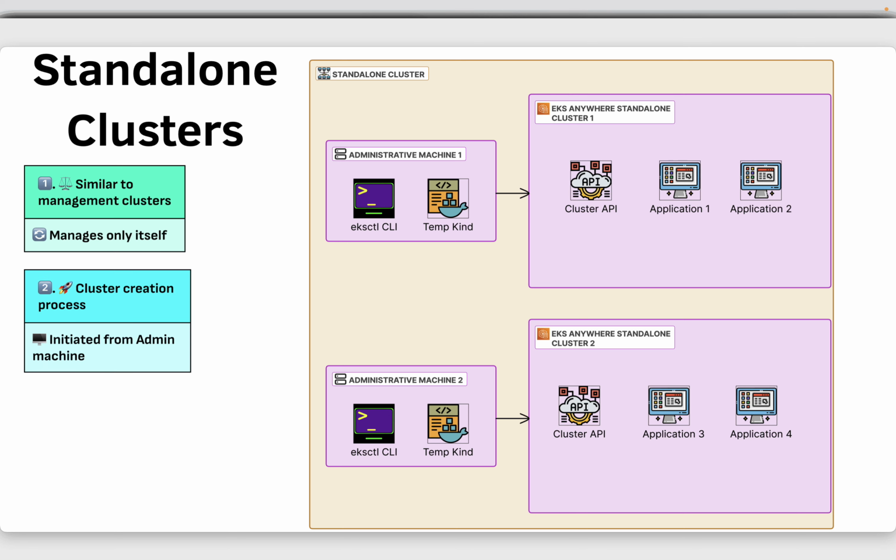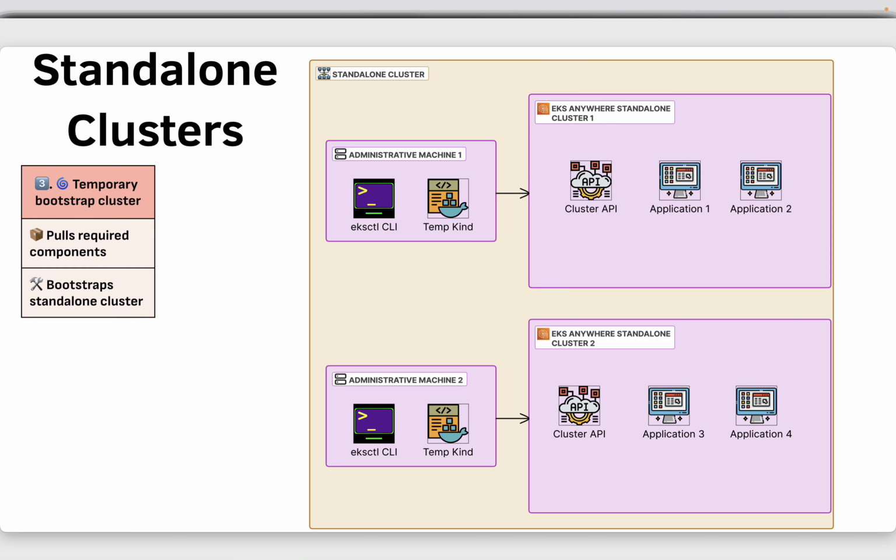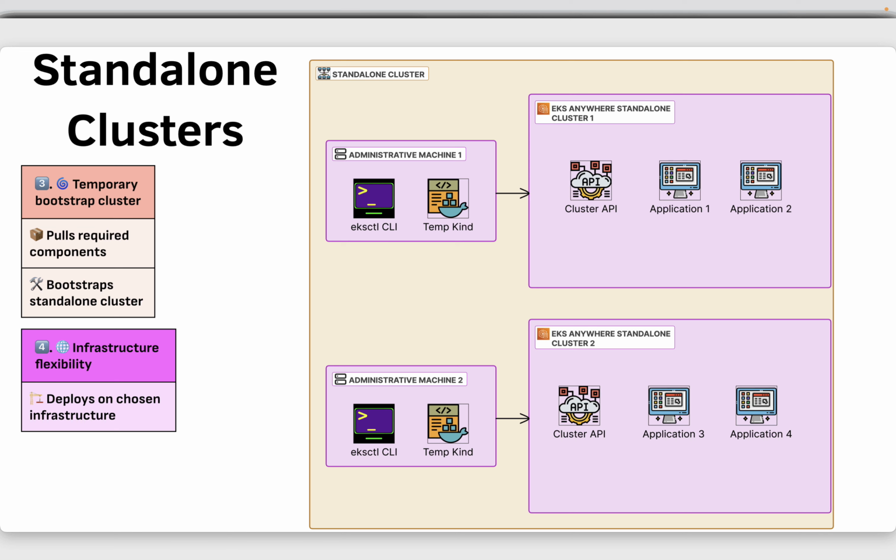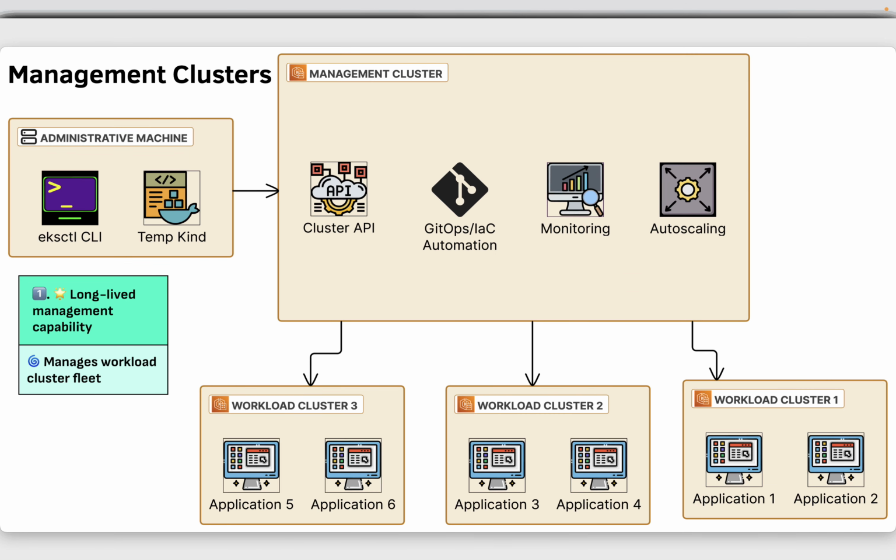Cluster creation begins from an admin machine regardless of deployment architecture, establishing the foundational setup for standalone operations. A temporary kind bootstrap cluster facilitates the creation process by retrieving necessary components and initializing the standalone cluster on the selected infrastructure platform. And this solution offers infrastructure flexibility, enabling deployment of standalone clusters on any user-chosen infrastructure environment during the bootstrapping phase. Next is management clusters.